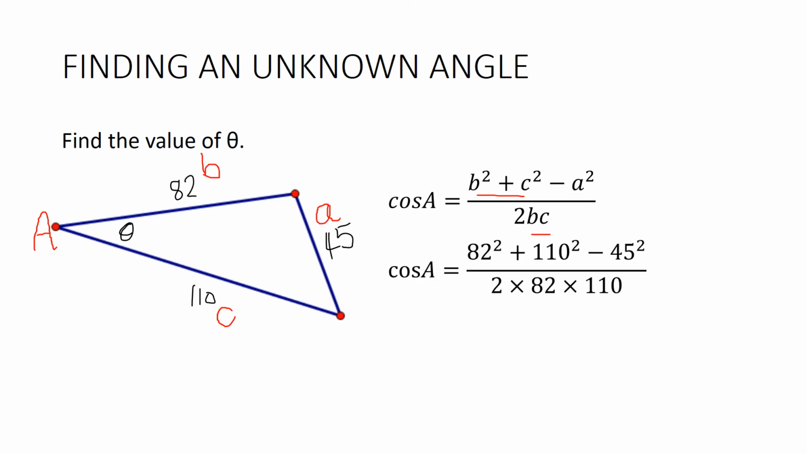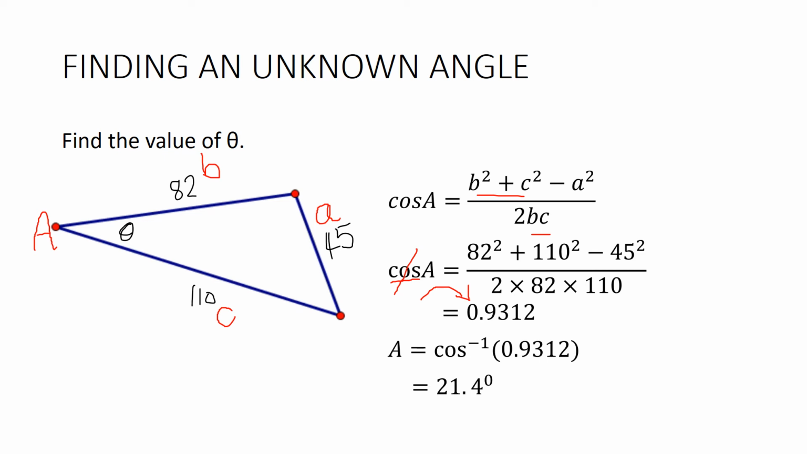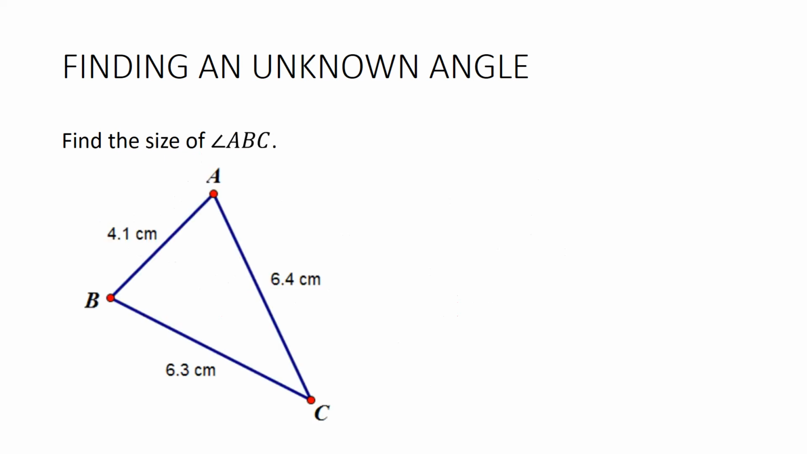So 82 squared plus 110 squared minus 45 squared all over 2 times 82 times 110. That gives us 0.9312. Now remember, we want to find a, not cos a. So to get rid of that, it's going to go over the other side as cos to the negative 1. So a is equal to cos to the negative 1 of 0.9312. And that is 21.4 degrees.